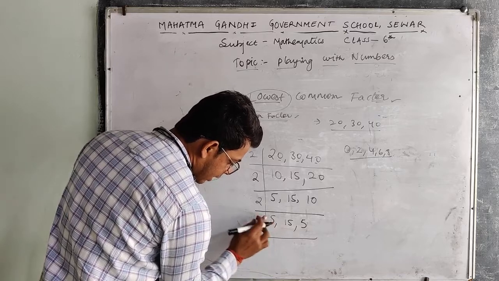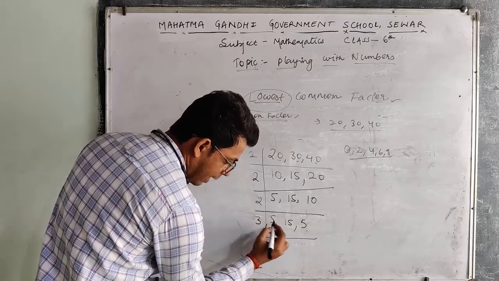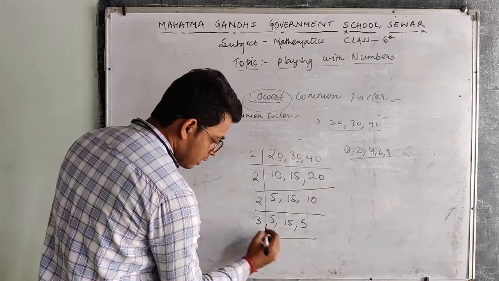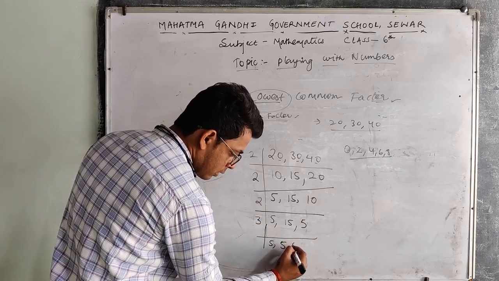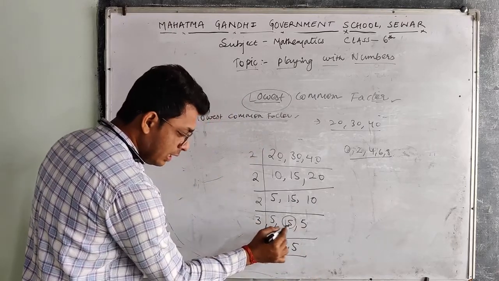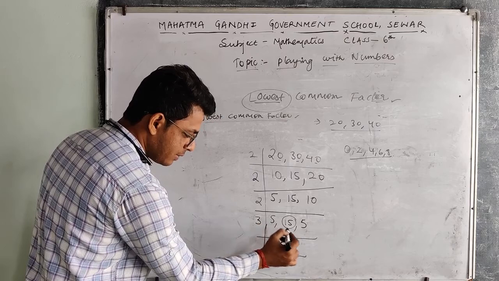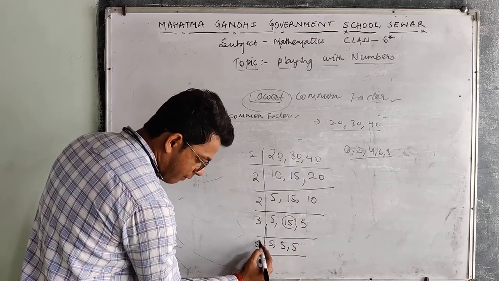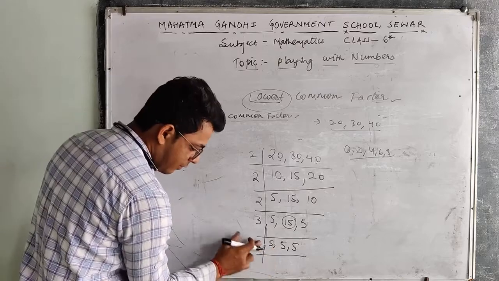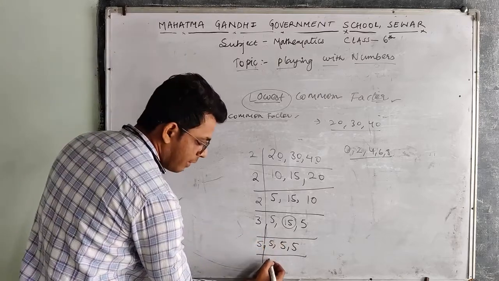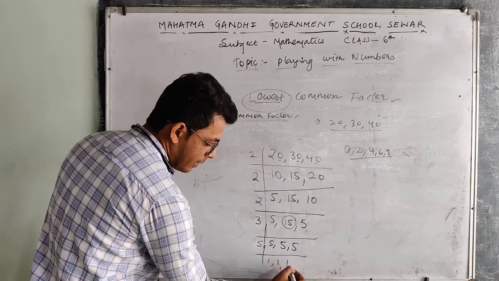Now these are divisible by 3. 5 is not divisible by 3. The only number divisible by 3 is 15. 3 5s are 15. So we got 5 and we will divide it by 5 because no other number divides these numbers. 5 1s are 5, 5 1s are 5, 5 1s are 5.